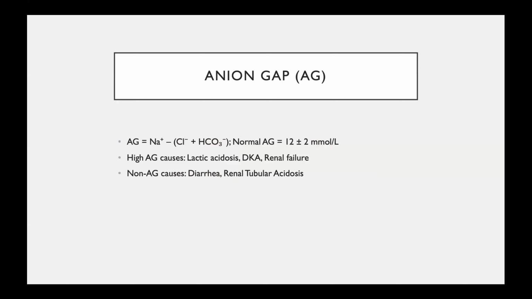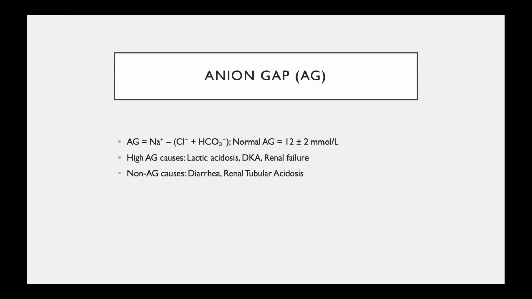Generally the body is neutral. Nobody can be charged, right? We can't walk around as a charged person. So the body will try to maintain electrical neutrality. So what is the anion gap? Our extracellular positive ion is primarily sodium. Potassium is also included, but it's very small, so we tend to neglect that.